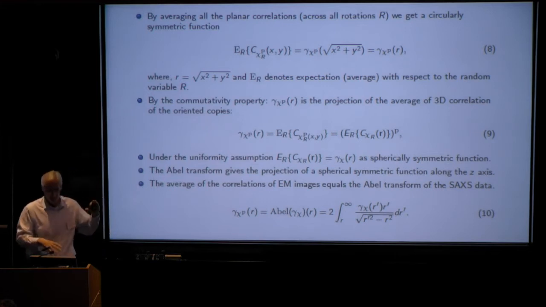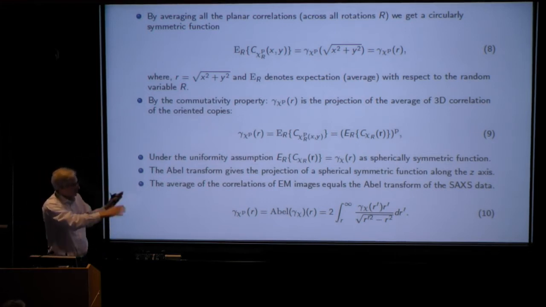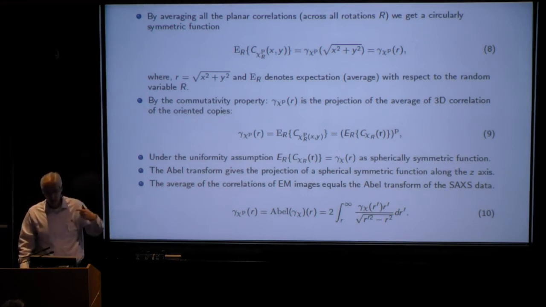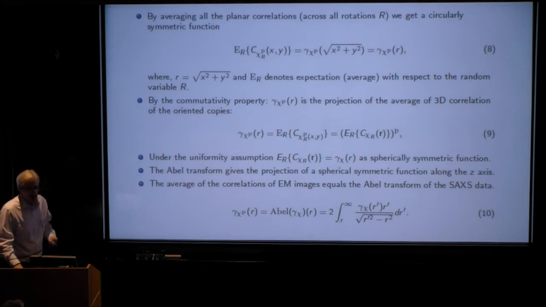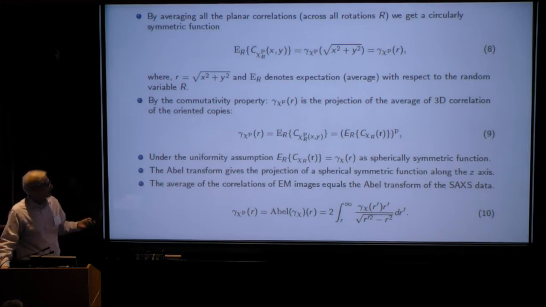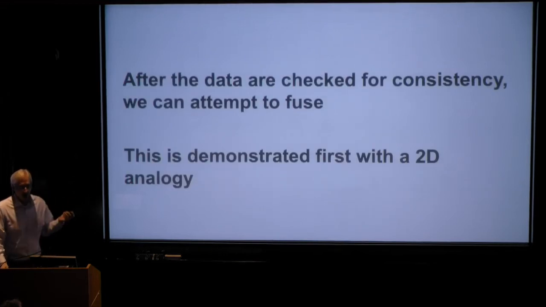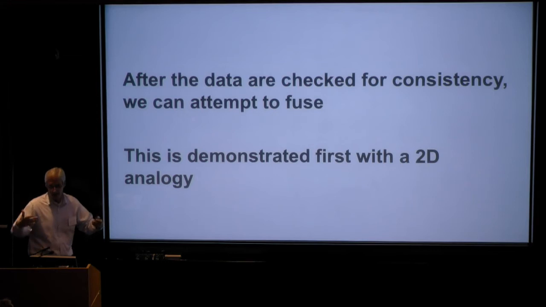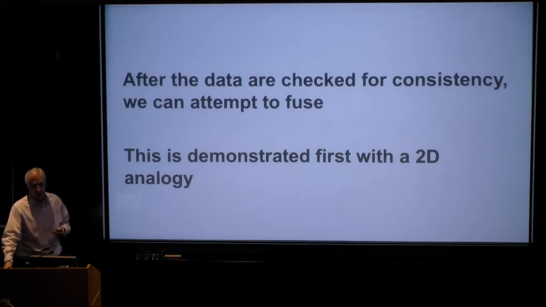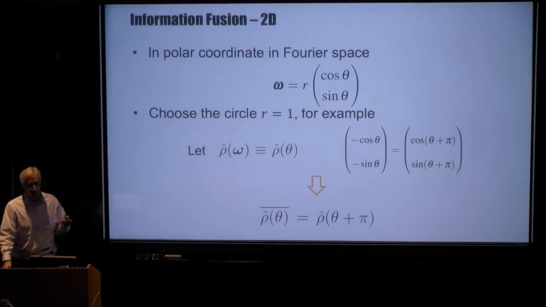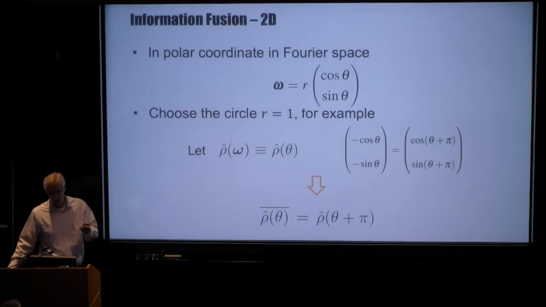Okay, but of course, one is on the circle, one is on the sphere. But using this Abel transformation, we can relate those two together, and if they match, that's the consistency check. That's the best that we can do. So the paper describes all of the details of why this is the right thing to do to relate this circular P of R with this spherical P of R. Okay, so now let's suppose that our data are consistent between EM and SAXS. How would we go about fusing them? Okay, so we're in polar coordinates in Fourier space.